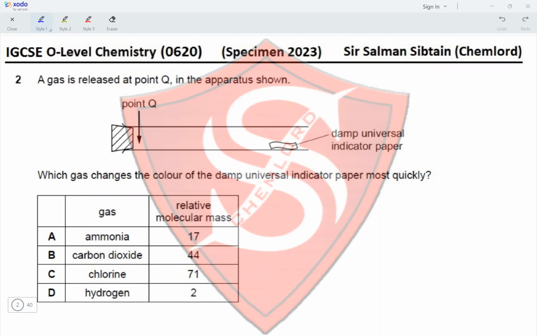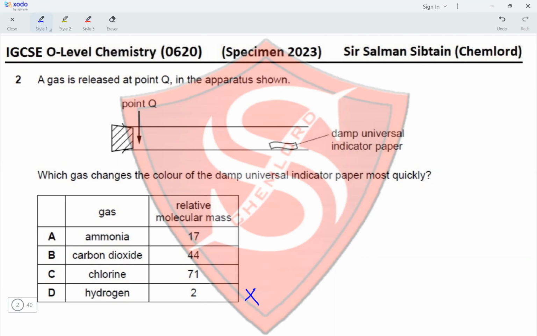gas hydrogen. However, it needs to change the color of damp universal indicator paper. That means it has to be acidic or basic. Hydrogen is a neutral gas, so hydrogen is eliminated. Now, out of the three remaining gases, ammonia, carbon dioxide, and chlorine, all of them will change the color of the universal indicator paper because ammonia is basic in nature, carbon dioxide is acidic, and chlorine will bleach the paper.